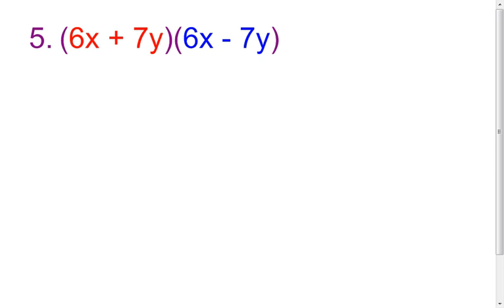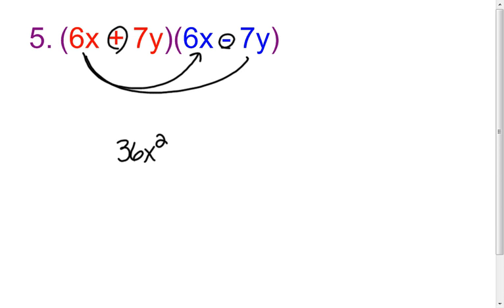All right, moving on. People see something like this, and they believe that this is the same thing as 6x plus 7y quantity squared. But it is not. Notice that one has a plus in here and one has a minus in here. So it is not the same thing as squaring it. So here we go. 6x times 6x is 36x squared. 6x times negative 7y is negative 42xy. I've done what I can with the 6x now.